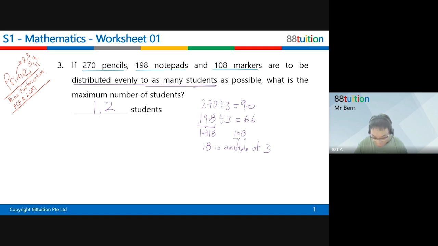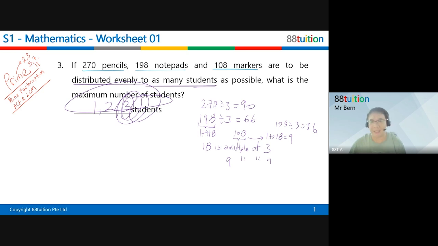108? Again, you take the 3 digits and you add together. 1 plus 0 plus 8 is 9. 9 is also a multiple of 3. So 108 can divide by 3, which is equal to 36. Right? So 1 is the answer, 2 is the answer, 3 also. So these 3 students are me, Brian, and Janelle. So can. But children, is 3 the largest number of students?